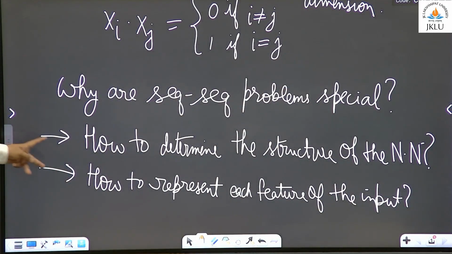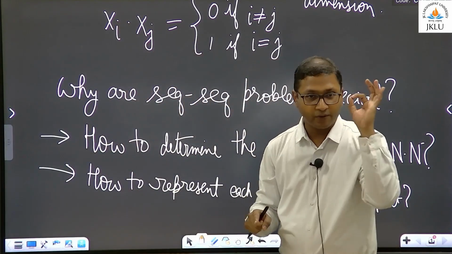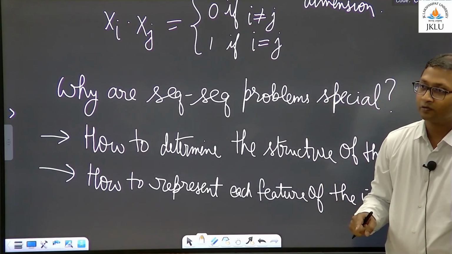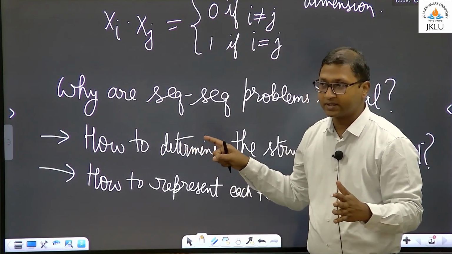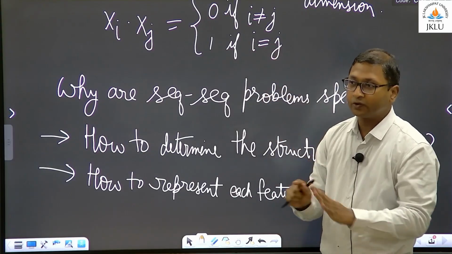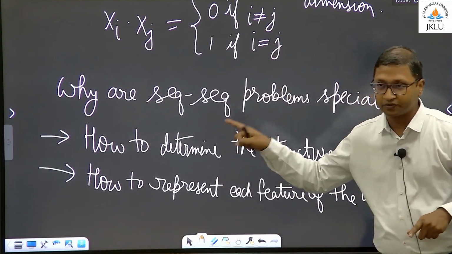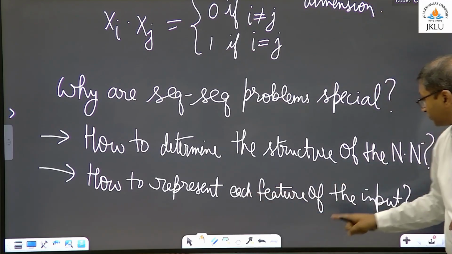These problems, both of these problems were not there during computer vision. Computer vision, we had good matrices, every pixel was a feature, okay, and matrix was being stored as it is. Whether you flatten, whether you do CNNs, you were able to do everything nicely. In this case, we suffer from these two problems. So how to determine the structure of the neural network? We are not there yet. How to represent each feature of the input?